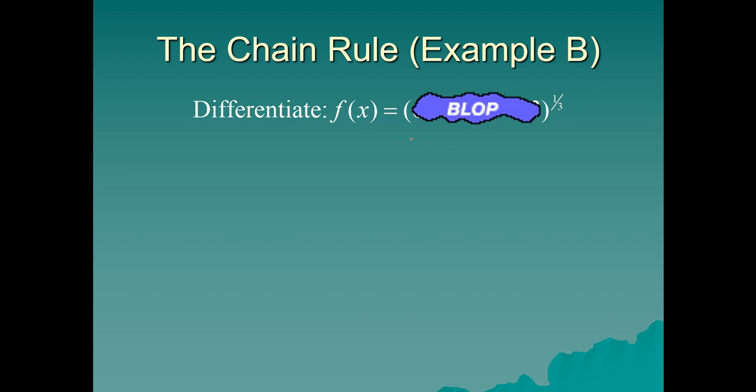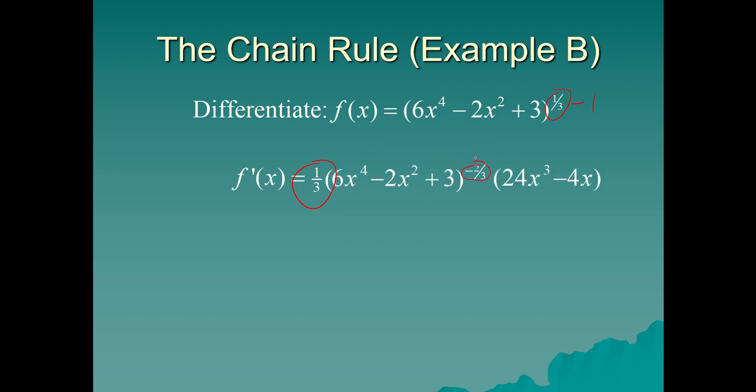That's going to be f prime of x, which is equal to 1/3. 1/3 represents the value of n, applying the power rule. And then you need to take note that 1/3 minus 1, since we are applying the power rule here, the answer there is negative 2/3. And that's why the exponent here is already negative 2/3. Then copy the inner function. Next is to multiply it by the derivative of the inner function. The derivative of the inner function is simply 24x cubed minus 4x.